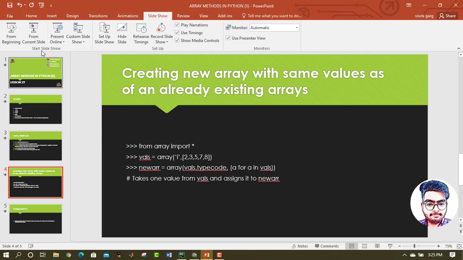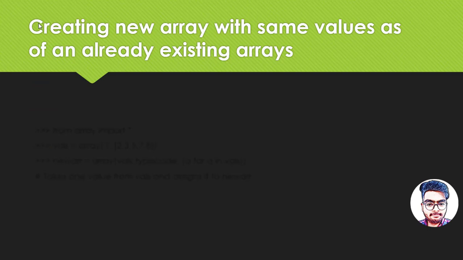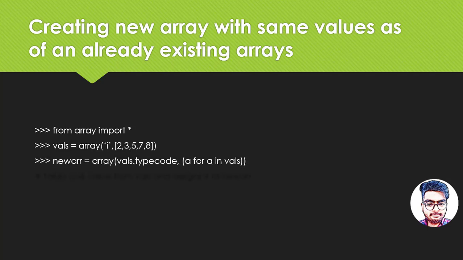creating a new array with the same values of an existing array. What we would do: from array import *. Suppose we have the array vals, which is equal to array of integer type, with 2, 3, 5, 7, 8 as the elements. Then I would create a new array, but this array would have the same type code as the vals array, and for every a in vals, an a would be created or added to the new array.